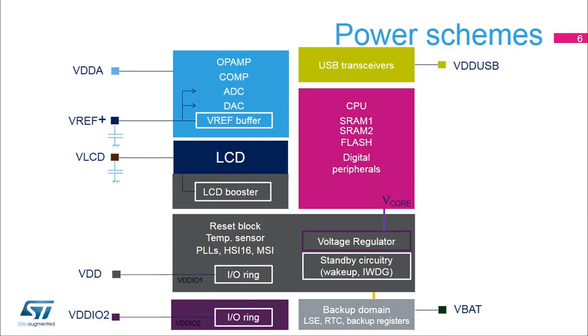STM32L4 MCUs feature several independent supplies for peripherals: VDDA for the analog peripherals, VDD-USB for the USB transceiver, and VDD-IO2, which supplies the 14 IOs on port G. The VLCD pin provides the LCD common and segments reference voltage. The VREF plus pin provides the reference voltage to the analog-to-digital and to digital-to-analog converters and can be used as an external buffer reference for the application. A backup battery can be connected to the VBAT pin to supply the backup domain.